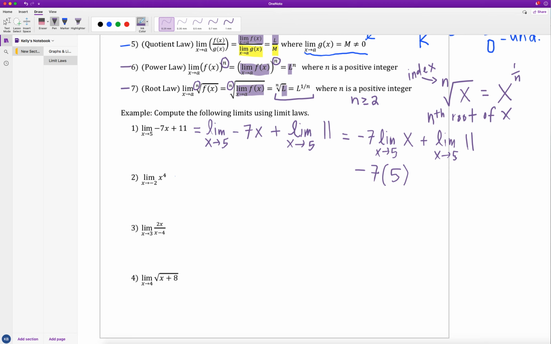And then plus, if I take the limit of a constant here, this is representing a horizontal line on a graph. So I have a horizontal line technically at y equals 11. No matter where I'm approaching on that line, the y value will always be 11. So my limit as x approaches 5 doesn't really matter what I'm approaching. If I'm just taking the limit of a constant, I will always get that constant out, which is why I get positive 11.